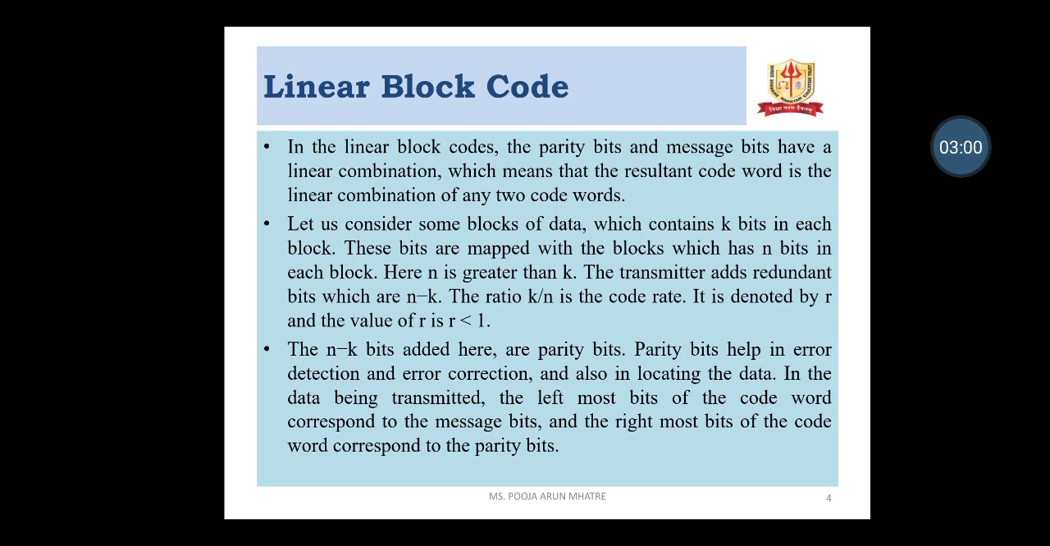The ratio k upon n is the code rate. It is denoted by r, and the value of r is less than 1. The n minus k bits added here are the parity bits. Parity bits help in error detection and correction and also in locating the error. In the transmitted data, the leftmost bits of the code word correspond to the message bits and the rightmost bits of the code word correspond to the parity bits.